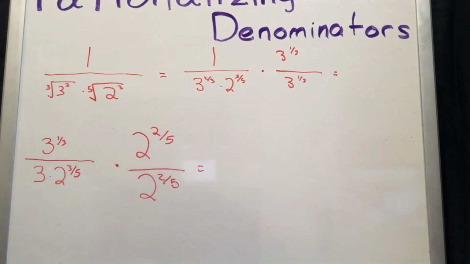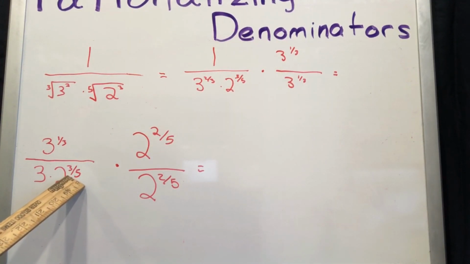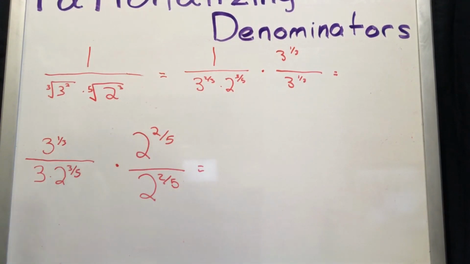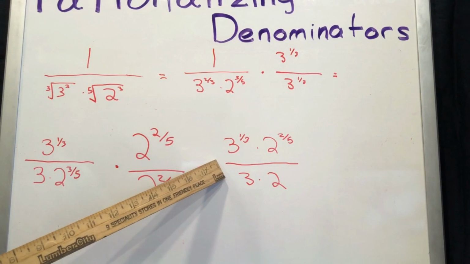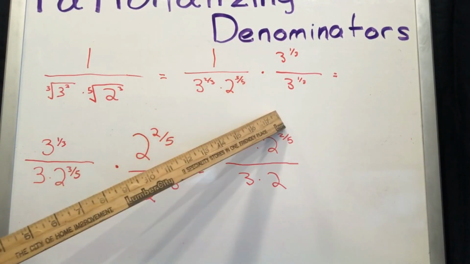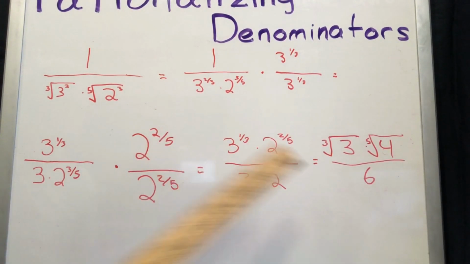Alright, we have to figure out 3 over 5 plus what equals 1? Well, the answer is clearly 2 over 5. So let's multiply the top and the bottom by 2 to the 2 over 5 power. Here is our result. Let's convert the fractional exponents back into roots and multiply out the denominator to get our final answer. And here we have our final answer.